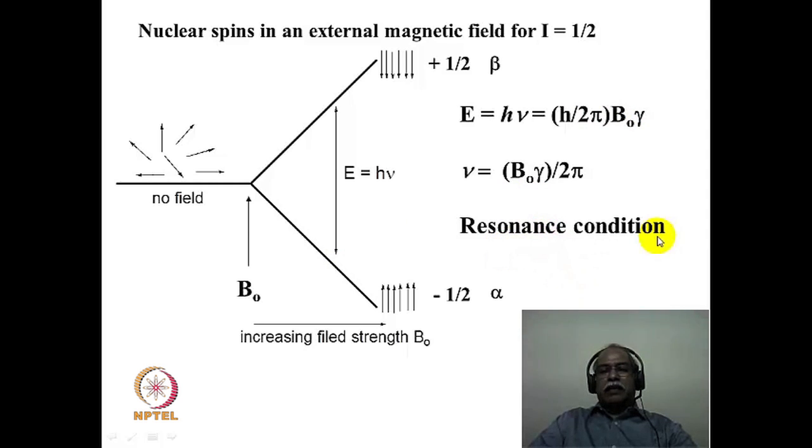The resonance condition essentially corresponds to matching this frequency to this particular expression. When the energy of the electromagnetic radiation, which corresponds to the expression here, is satisfied, then resonance occurs. In other words, absorption of energy will take place. Typically, the energy gap is such that the frequency necessary for this transformation from the lower spin state to the upper spin state corresponds to the radio frequency region of the electromagnetic spectrum.